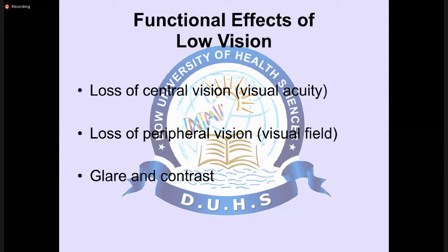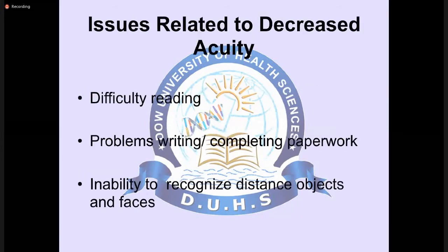So the patient presents very late because we see with central vision. A lot of people in rural areas come very late with tunnel vision, when they have absolute glaucoma, and then not much can be done to save the eye. Other functional effects of low vision are glare and contrast.